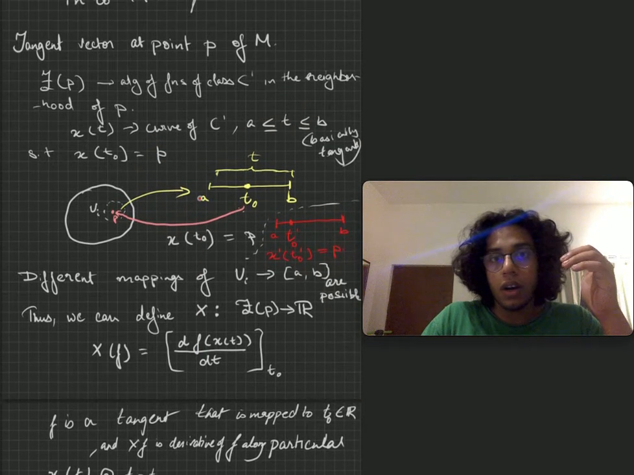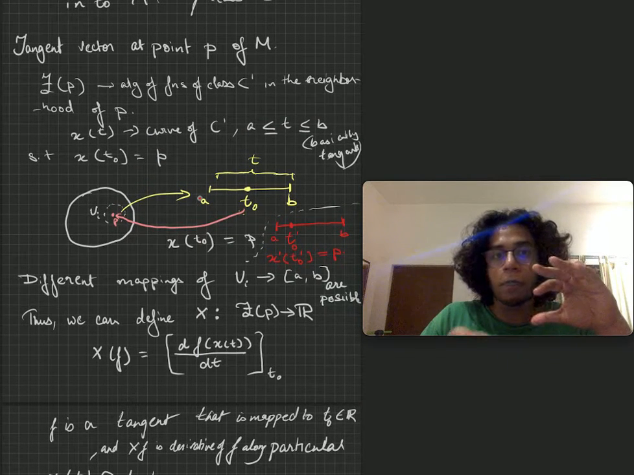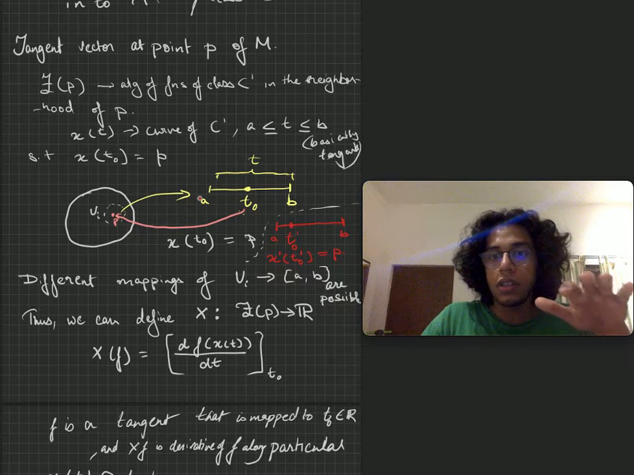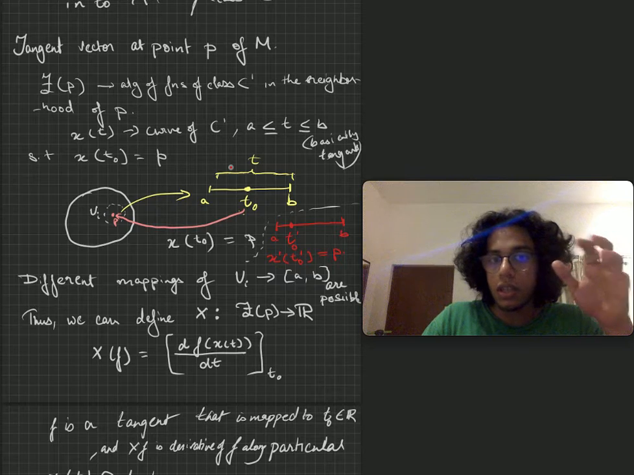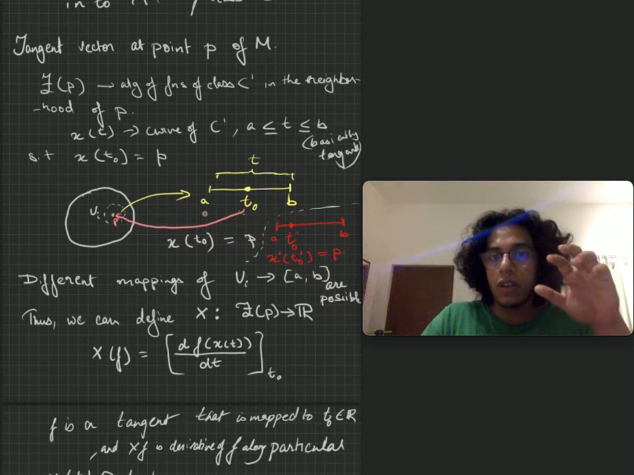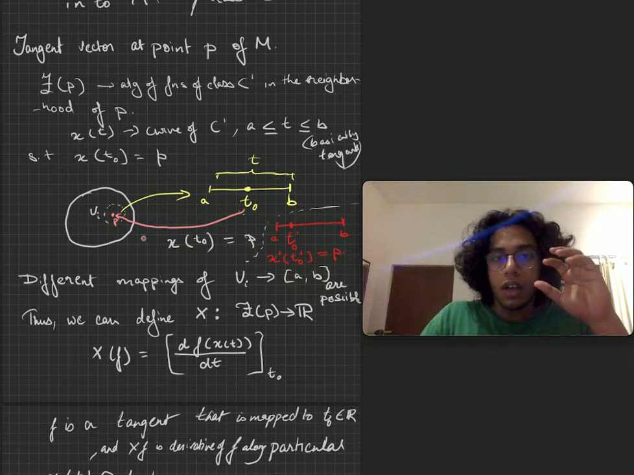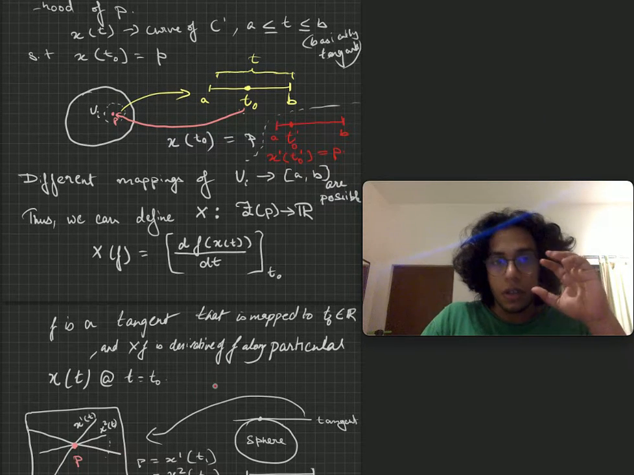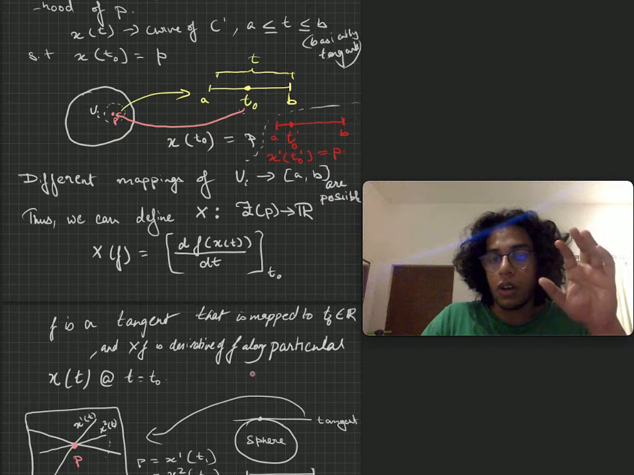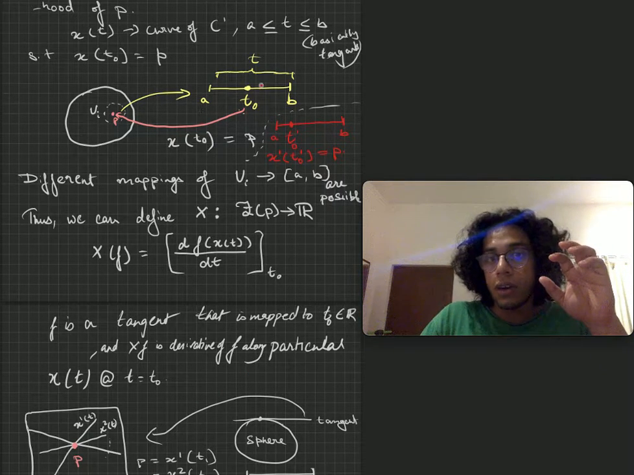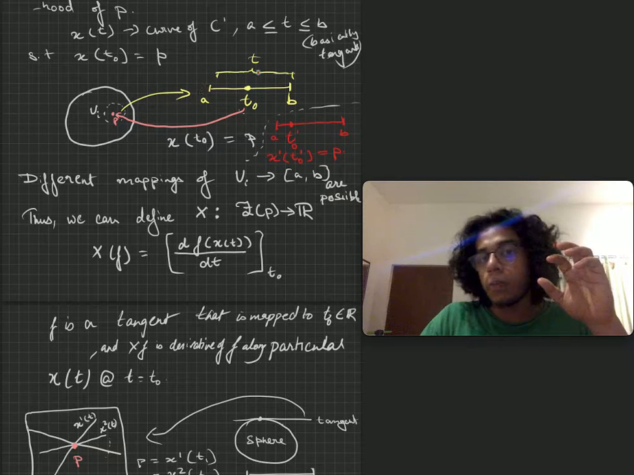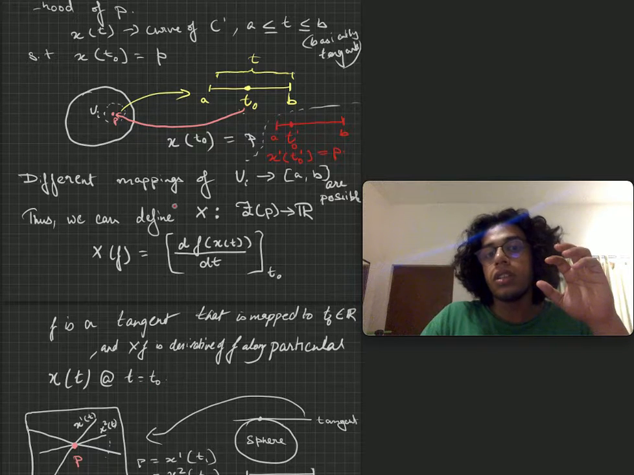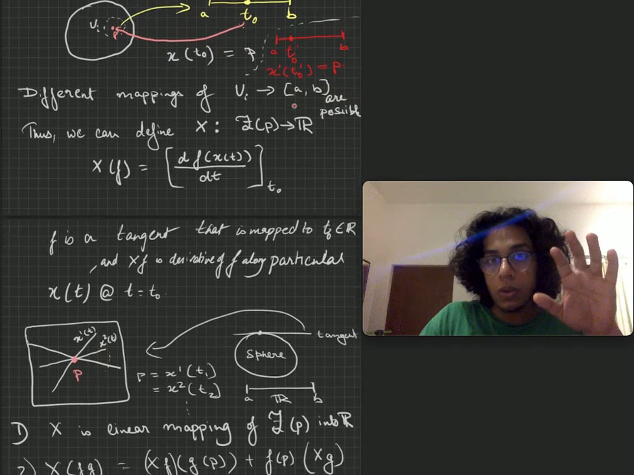Now again, a lot of abstraction is involved here, so you need to be careful about what x of t actually means. Because if it is a curve, it is a curve that is passing through a point on the manifold, right? It's not directly the mapping onto R, but this curve is rather mapped onto R. How is this done?